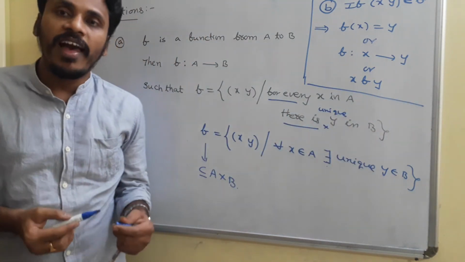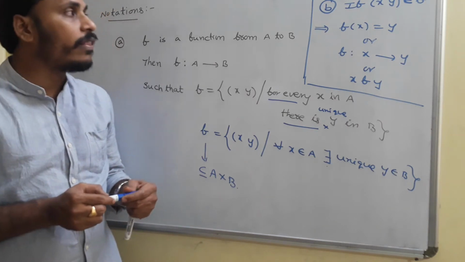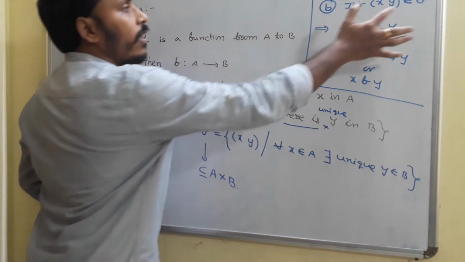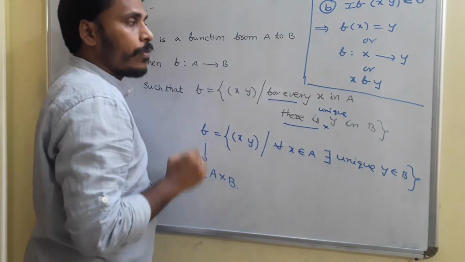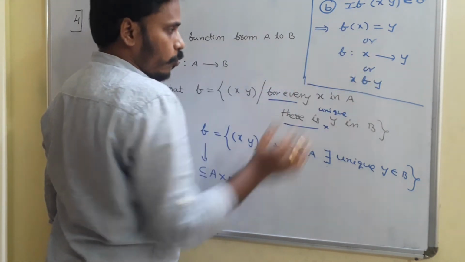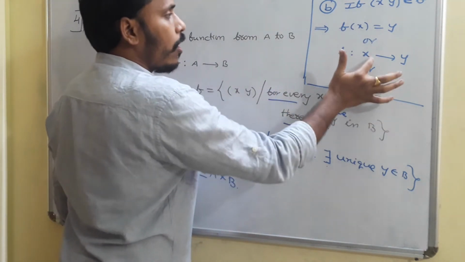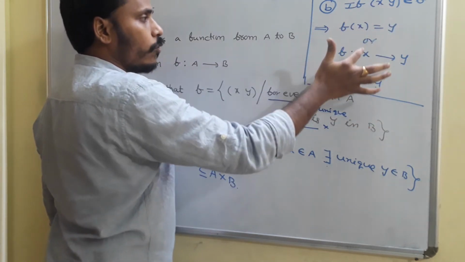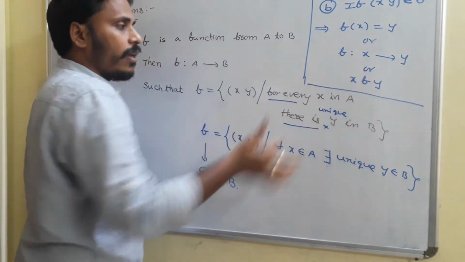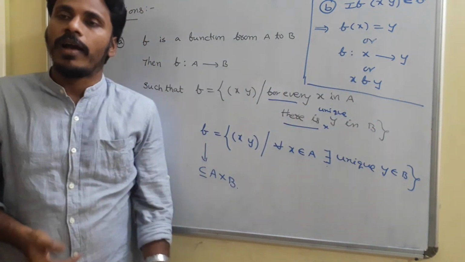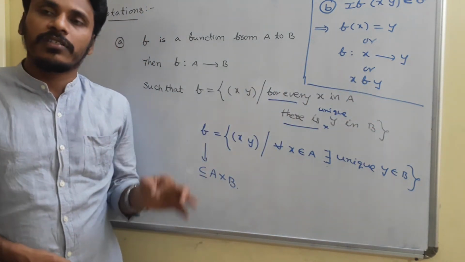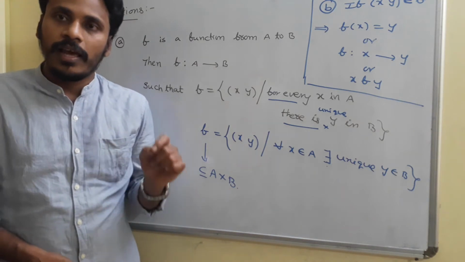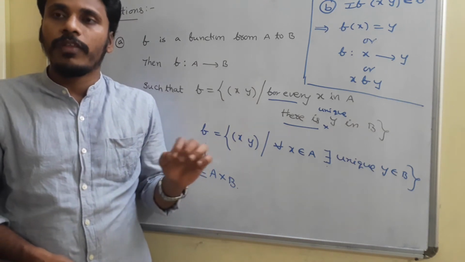If we have an ordered pair x comma y in the function, then we say that f of x is equal to y, or f is mapping x to y, or x f y. All these are the same: x y belongs to f, f of x is equal to y, f maps x to y, x f y. All these four are equivalent statements. They represent just one idea, that x comma y is an ordered pair of the function.